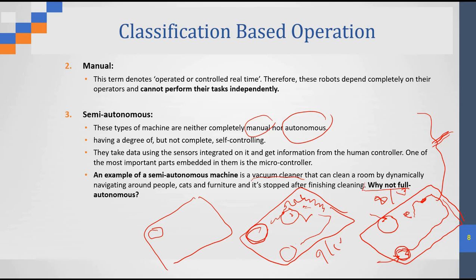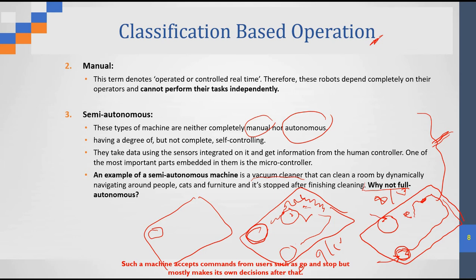So maybe we have another degree, maybe you can say higher than the second one. So we cannot exactly say this is autonomous or not autonomous based on its operation. That's why we classify this into three kinds of systems: the autonomous one, the manual one, which is the opposite of the autonomous, and between them it's semi-autonomous.